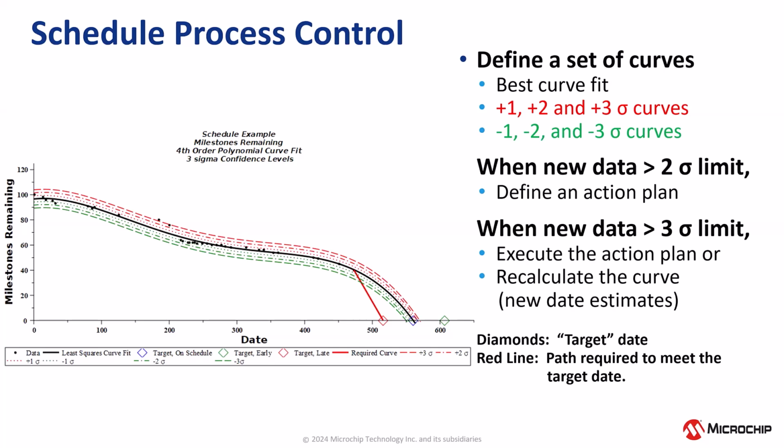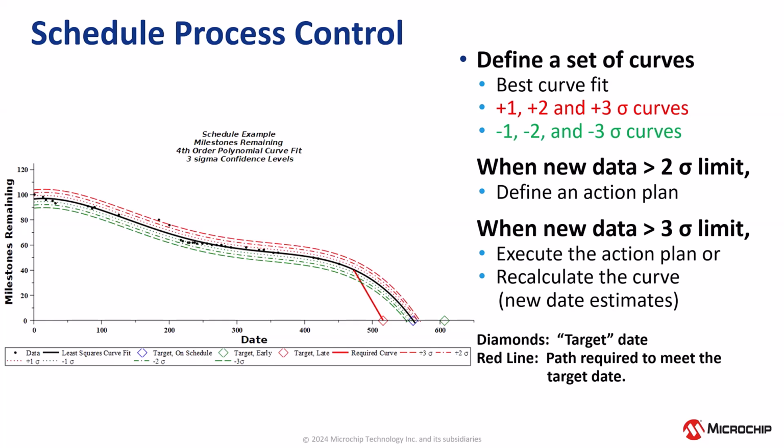The green diamond represents a target that is later than the process control limits, meaning that the estimated date is earlier than the target date. The red diamond represents a target that is earlier than the process control limits, meaning that the estimated date is later than the target date, which is a potential missed schedule.